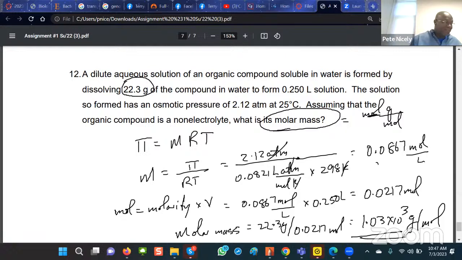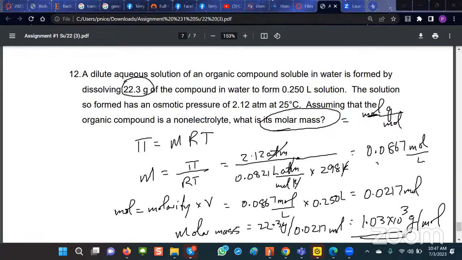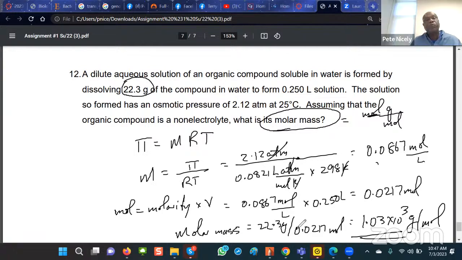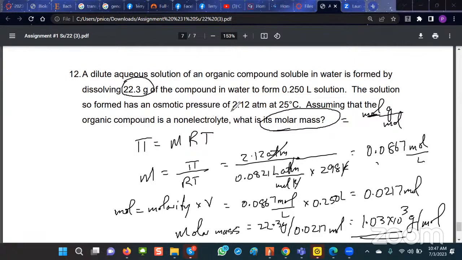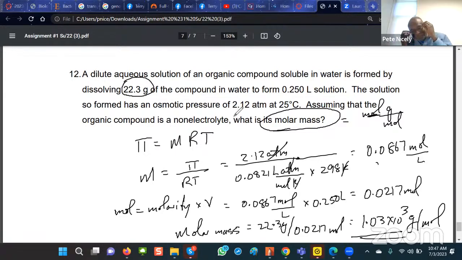Okay, any questions about this example? Any questions? I have a question. So I'm a little confused when he said it gives you pi and that's equal to 2.12 atmospheres. I'm confused on that whole concept because I thought pi was like 3.14, etc. This pi is a different pi than that.